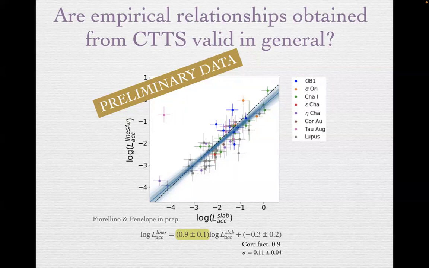Is it fine if we apply this method also for Class Is? Well, I say that probably it depends. For my sample, those are very bright Class Is, brighter than 14.5 magnitude in K-band. So I'd say that those Class Is I'm studying can be described as very extincted Class IIs in a sense. So this is what I've done.